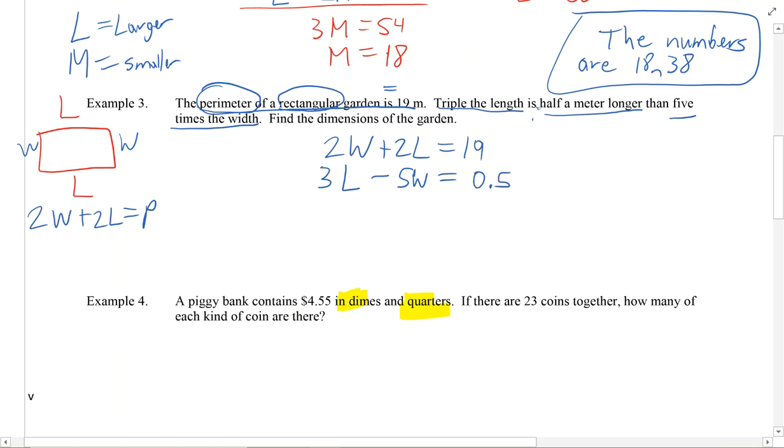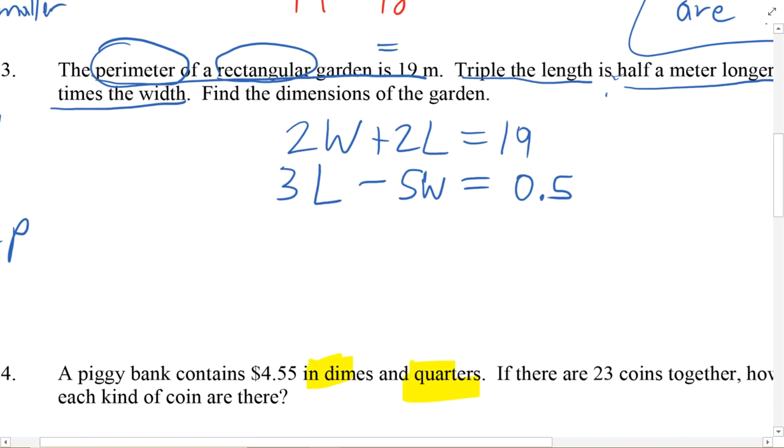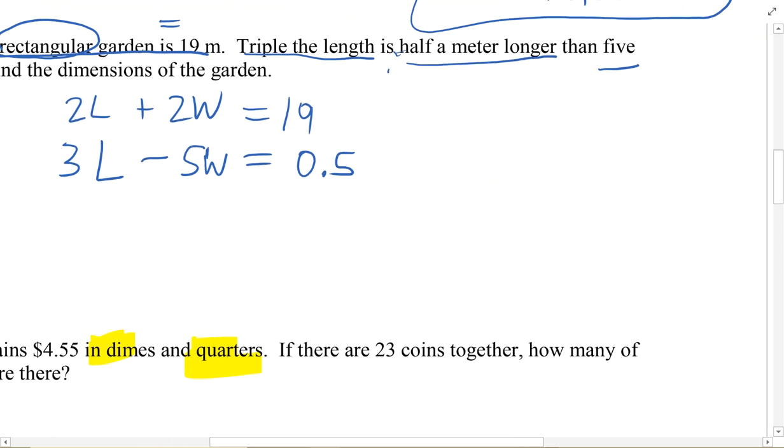Any ideas on what else we can do to make this easier for us? Yeah, the 2W and the 2L up top, we can swap those around. So then they line up better with below. So we would go 2L plus 2W. Addition doesn't matter. Okay, but the subtraction's set. All right. So, can we eliminate right away? Nope.